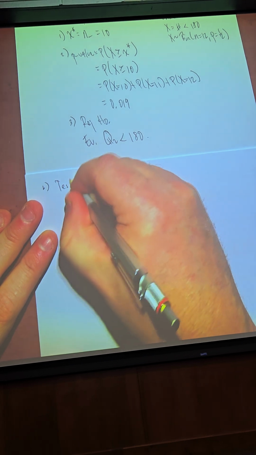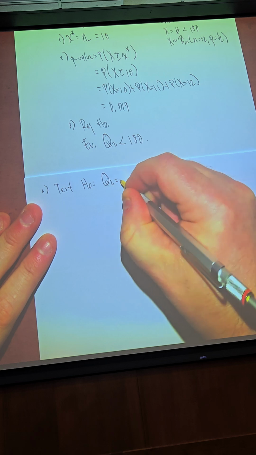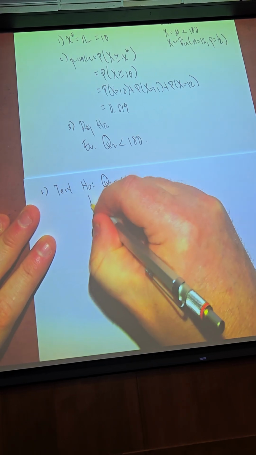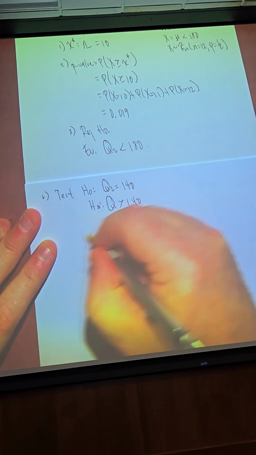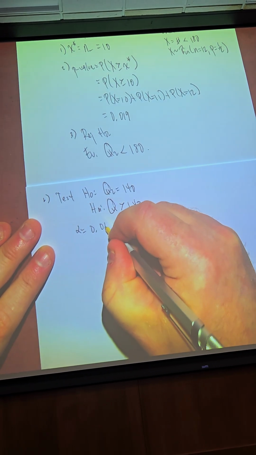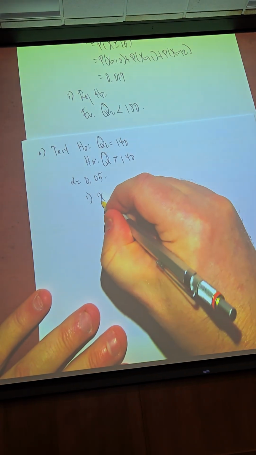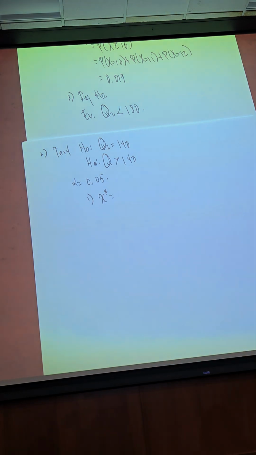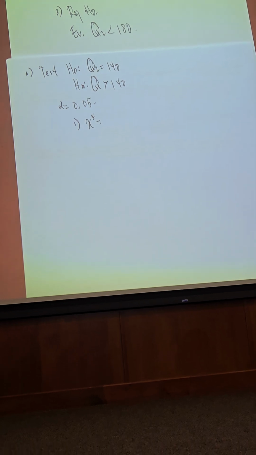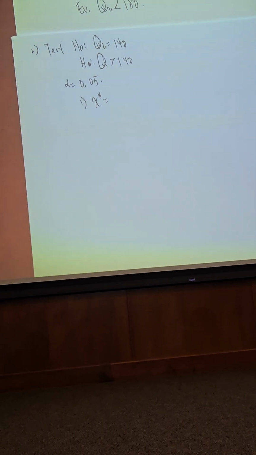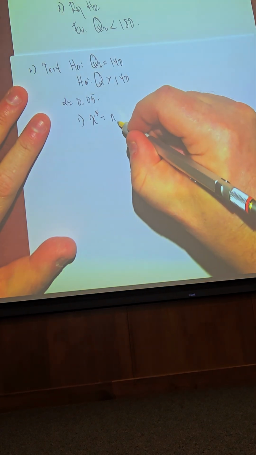Let's test the null hypothesis that the population median is 140 versus the alternative, the median is greater than 140. Alpha is 0.05. What is my test statistic in this scenario? Is it n minus or n plus? N plus, the number above 140.